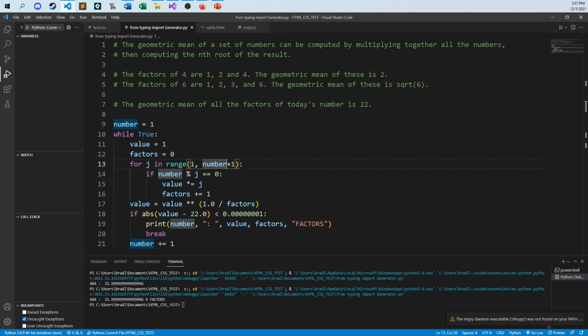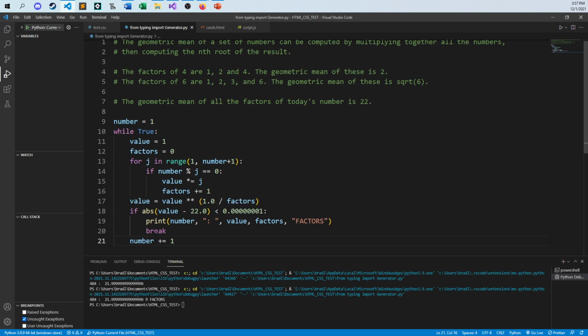So that's going to be a pretty large number. You know, what's 22 to the 9th power, right? Or is that how it goes? But anyway, that is my answer. And then I break out of the loop because there's only one number that's going to be 22.